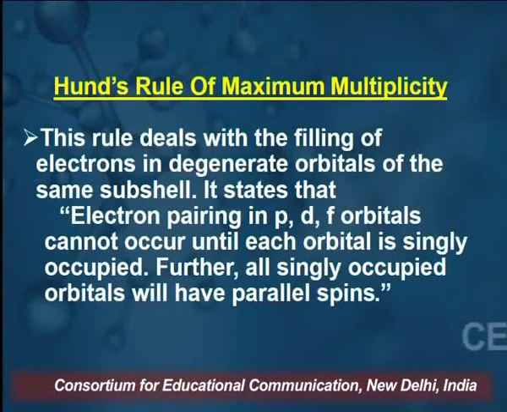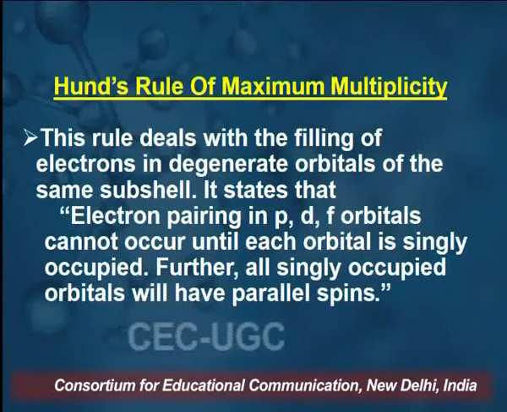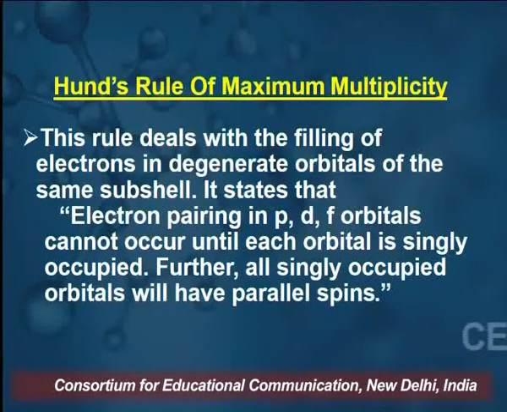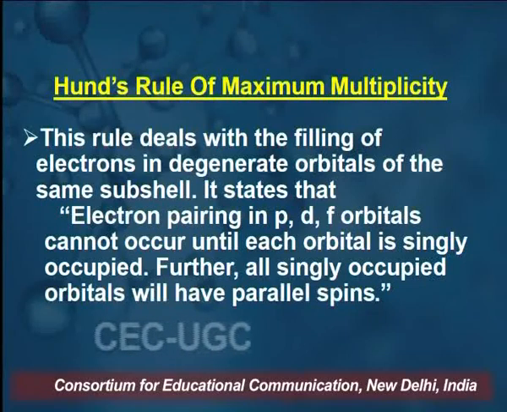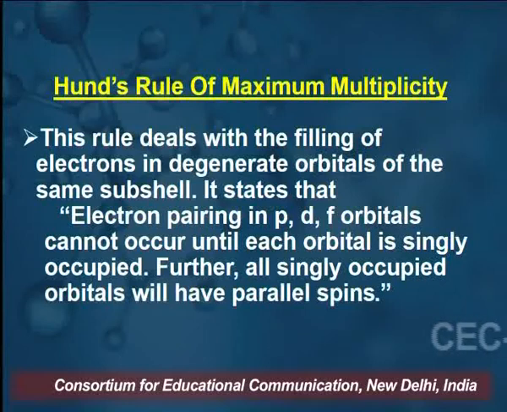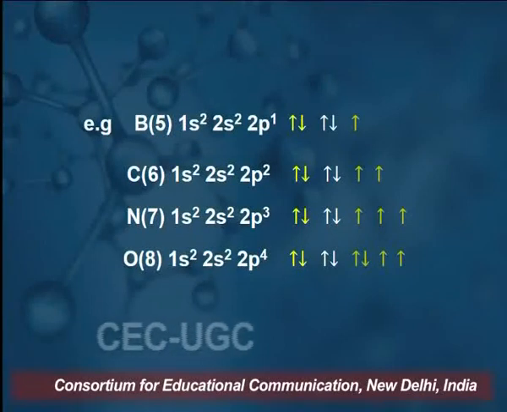Second is the Hund's rule of maximum multiplicity. This rule deals with the filling of electrons in degenerate orbitals of the same subshell, for example px, py and pz, or the 5 orbitals of d. It states that electron pairing in p, d and f orbitals cannot occur until each orbital is singly occupied. Further, all singly occupied orbitals will have parallel spins. This can be explained through an example.